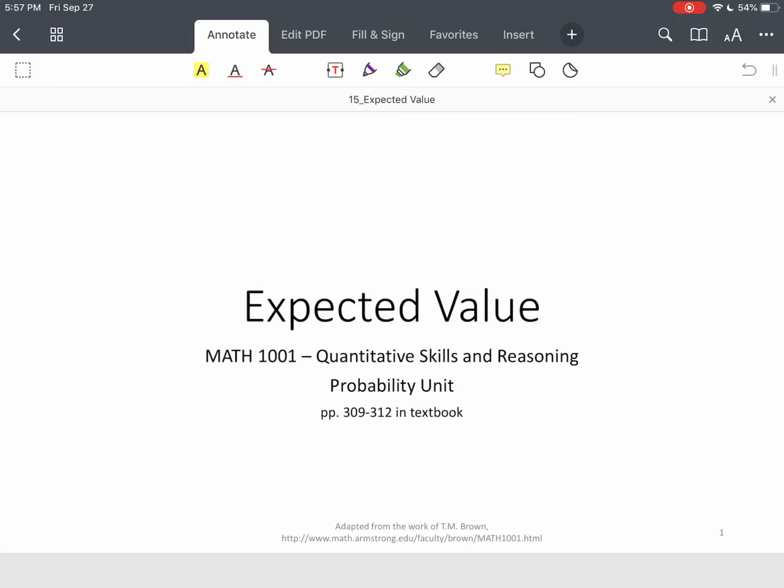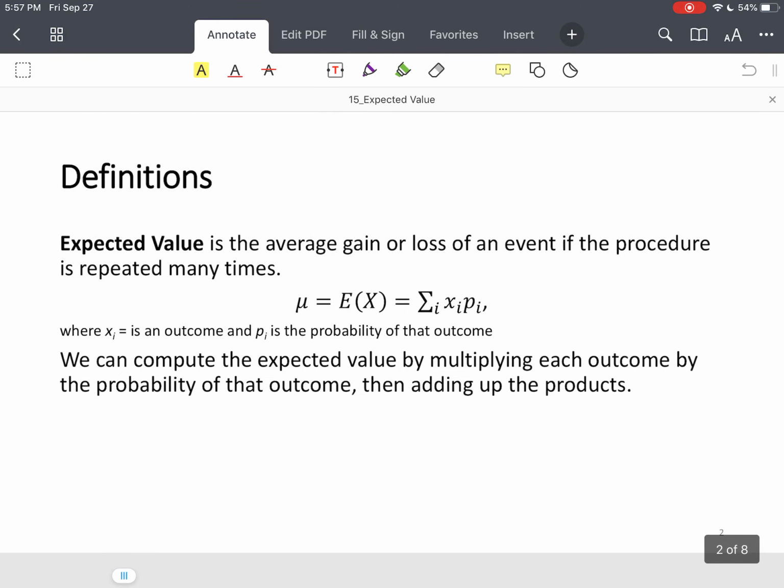An additional concept related to probability is that of expected value. So, expected value is the average gain or loss of an event if the procedure is repeated many times.